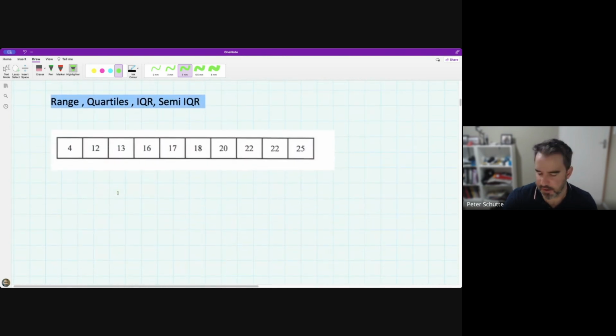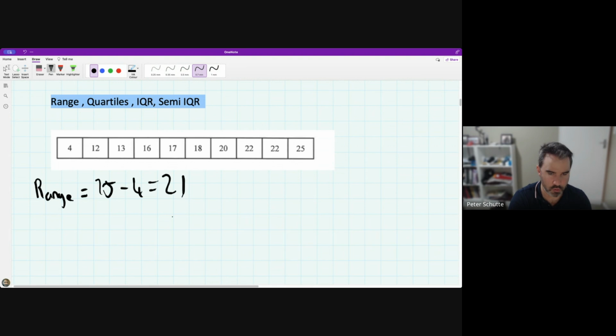So here is my very first example. I'm going to show you how to do this, and then you can use the example to do the second part. So if I want the range, it is the biggest minus the smallest. So 25 minus 4 is 21. So the data set, 100% of the data sits in a range of 21, from between 25 and 4.